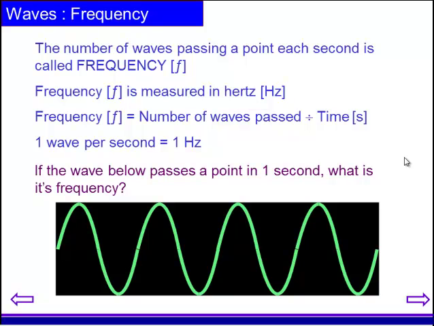So here we have a set of waves which pass through a point in 1 second. Now what is the frequency here? So all we have to do is consider how many waves have gone through. 1 complete wave, 2 complete waves, 3 complete waves, 4 complete waves. So 4 waves per second, that means my frequency in this situation is 4 hertz.